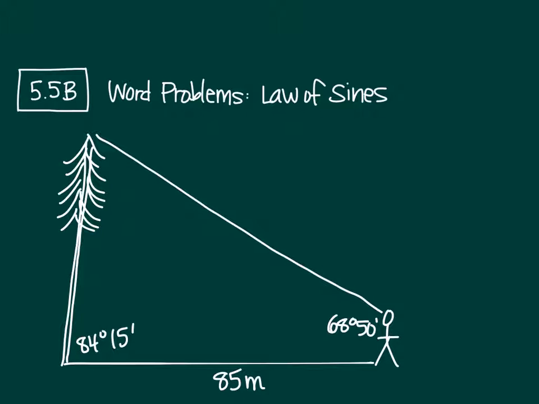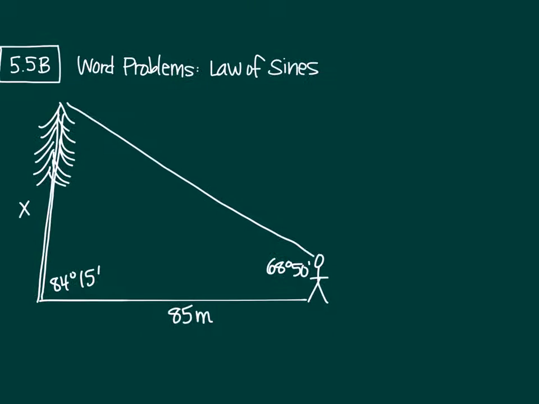We can't use SOHCAHTOA to solve this problem because it's not a right triangle. We can't use the Pythagorean theorem to solve this problem. We want to know how tall the tree is, so we're going to call the tree X. And so we need to figure out if the law of sines would be appropriate. What I'm going to recommend that you do is assign some letters to the corners. So let's call that A, and let's call the top of the tree B, and let's call the person C. And let's set up and see if the law of sines would be appropriate here.